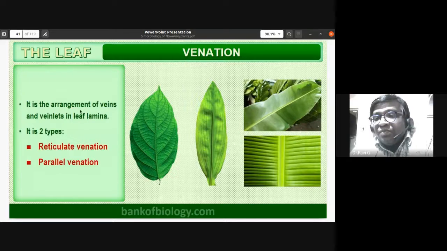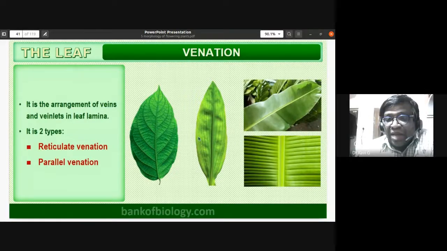So here you have a leaf of bamboo where you can see the parallel venation. They are converging at a point, parallel convergent, whereas in banana leaf they are divergent, parallel divergent.